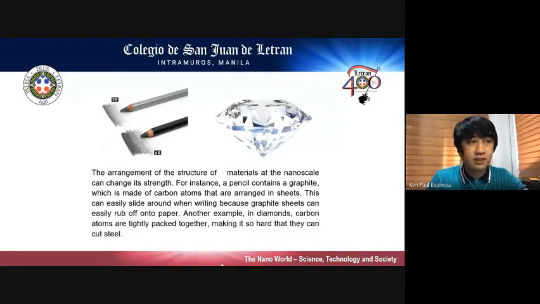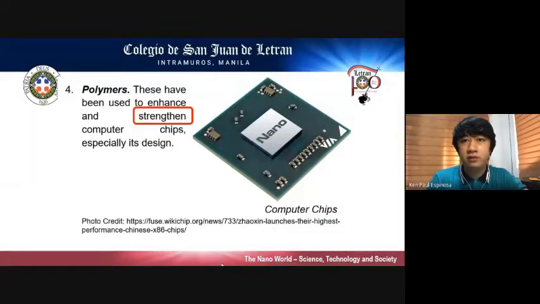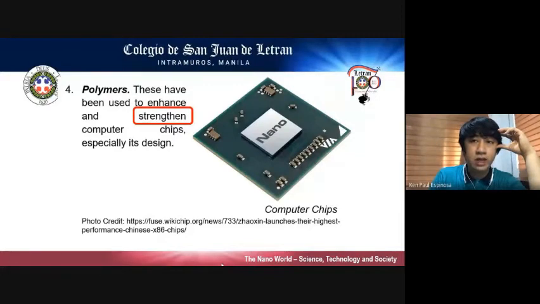Next, polymers, no? This has been used to enhance and strengthen computer chips, especially its design. Kasi nga, di ba, sa first generation computer, napakalaki. Yung first generation computer, 200 square meters ang sinasakop, no? First generation computer. But today, they can manipulate things in a nanoscale.